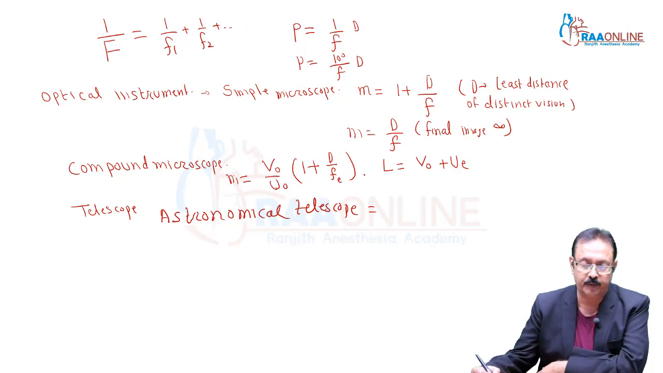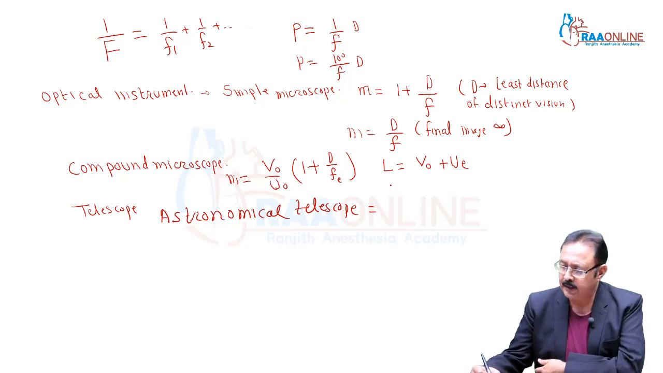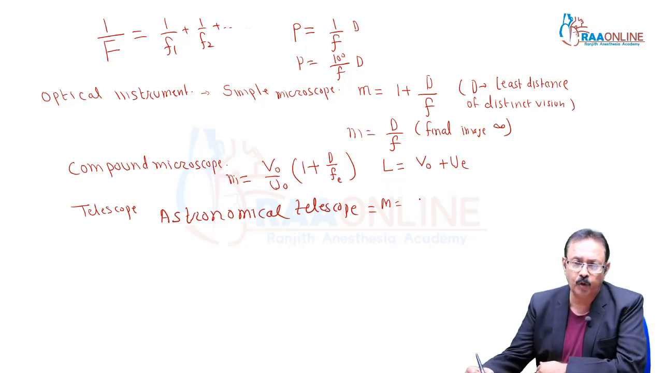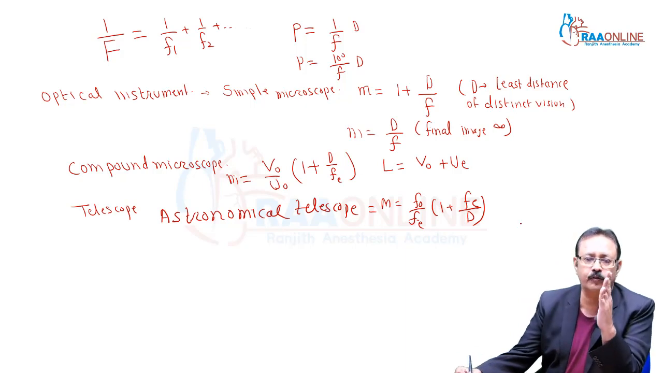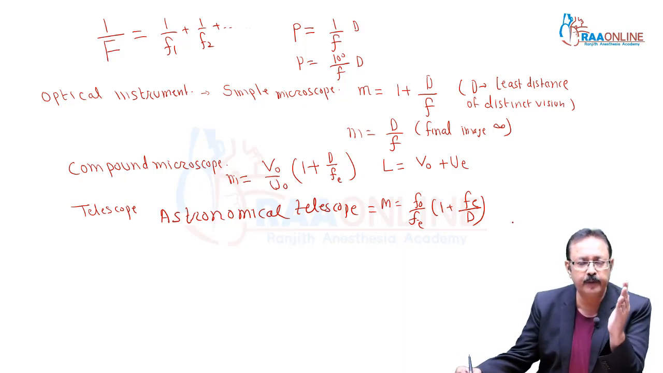Astronomical telescope. What is the magnifying power? It is fo upon fe into 1 plus fe upon D. Here fo means focal length of objective lens, and fe means focal length of eye lens.